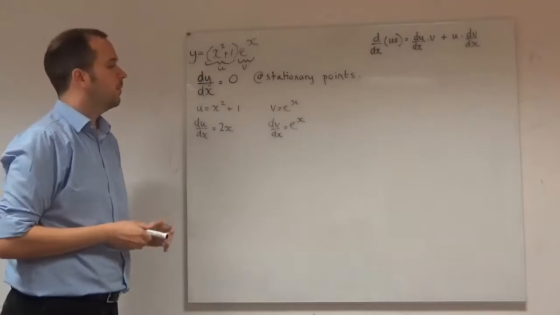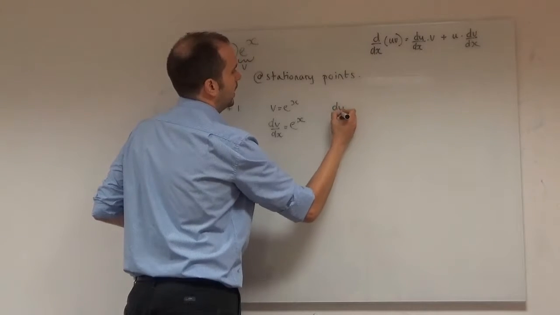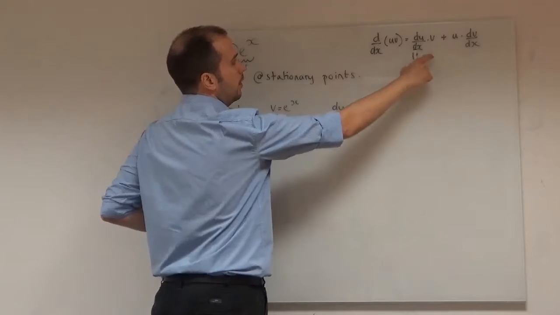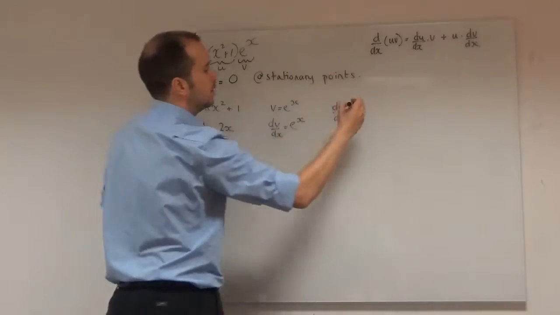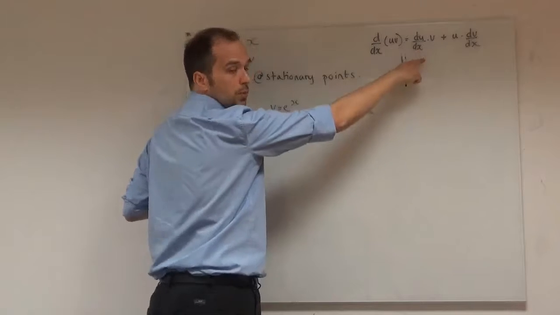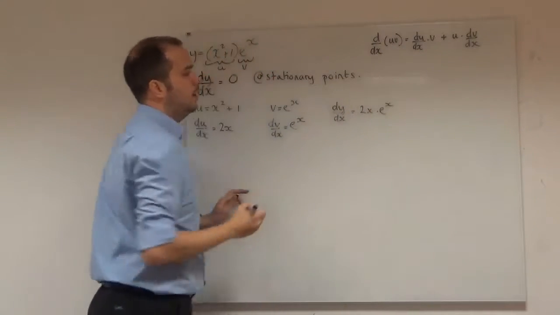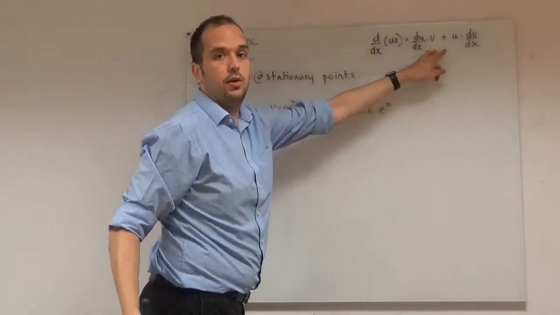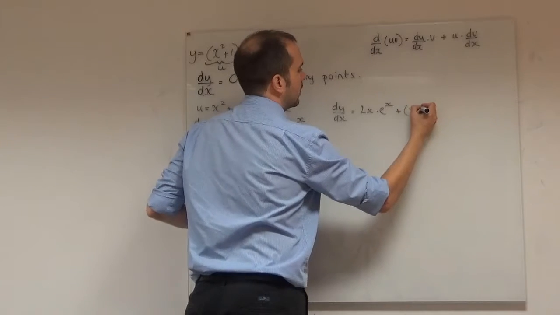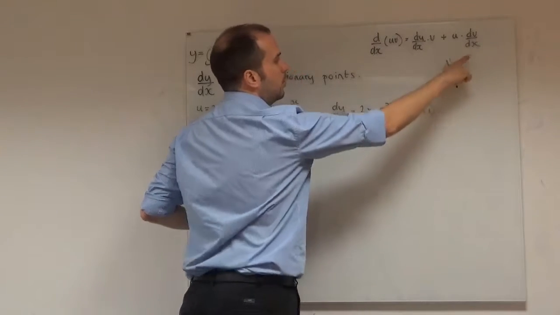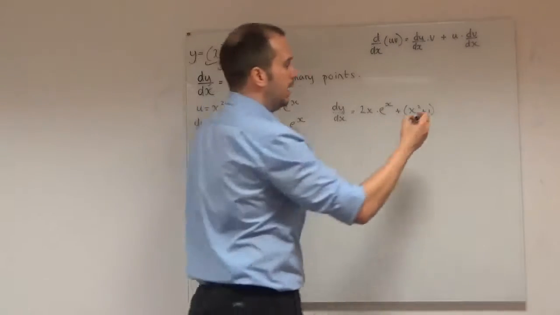So it's just going to be e to the x. I can write down now dy by dx for this example, using our product rule. It's du by dx, so that is 2x, multiplied by v, and then we're going to add to that u, which is our x squared plus 1, multiplied by the derivative of v, so multiplied by e to the x.